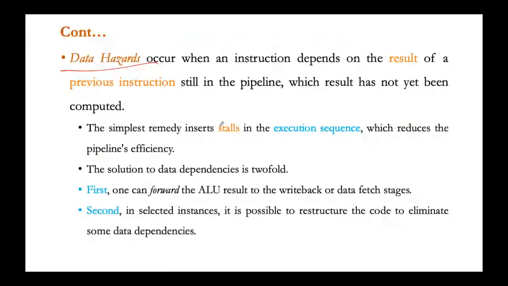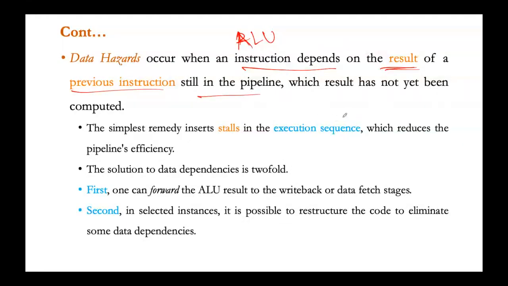Then the data hazard. A data hazard occurs when an instruction depends on results, which results? The ALU result, which depends on the results of previous instructions still in the pipeline, which have not yet been computed. The simplest remedy for data hazards is just inserting stalls or bubbles in the execution sequence, which reduces the pipeline's efficiency.